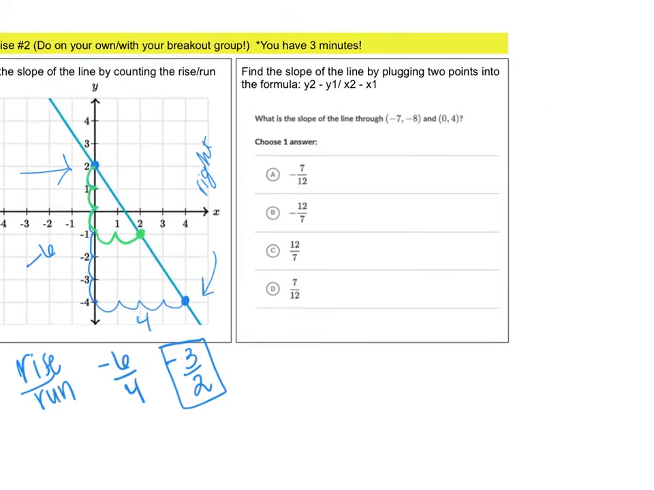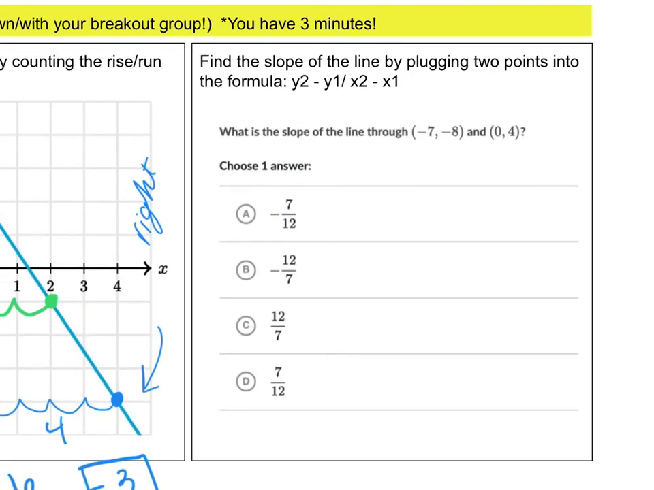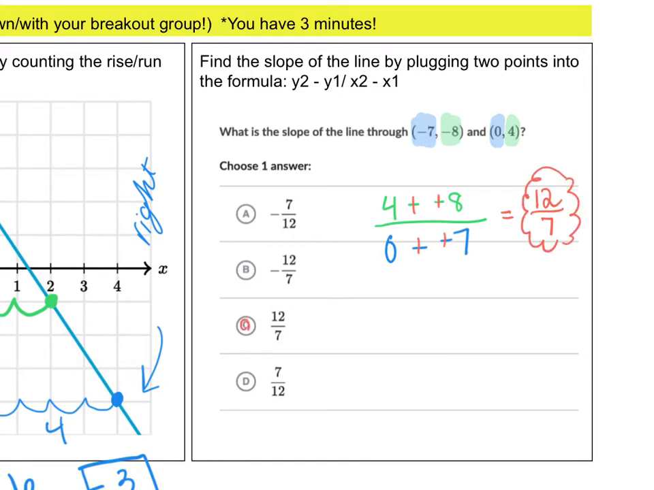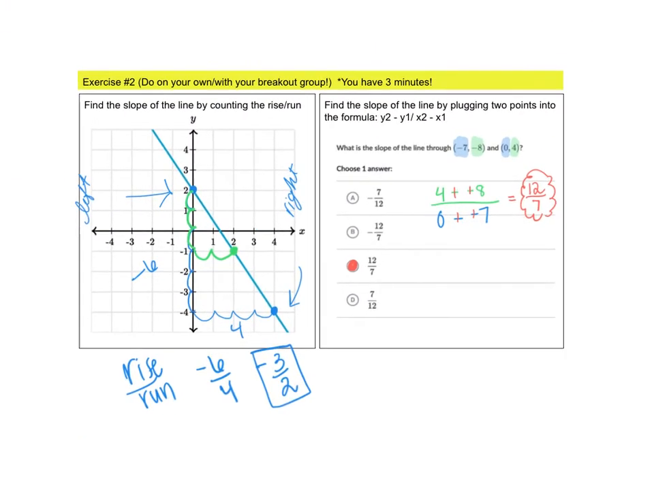Okay. Now let's look at our second part over here where we're using our formula. We're going to be doing y2 minus y1. So it's going to be 4 minus -8 over x2 minus x1, 0 minus -7. All right, both of these are double negative, so I can do keep, change, opposite, keep, change, opposite. And then I'm just going to do my math. 4 plus 8 is 12, and 0 plus 7 is 7. This cannot be reduced. So this is my slope, 12 over 7, which was C. Okay? And we are done here, moving on.